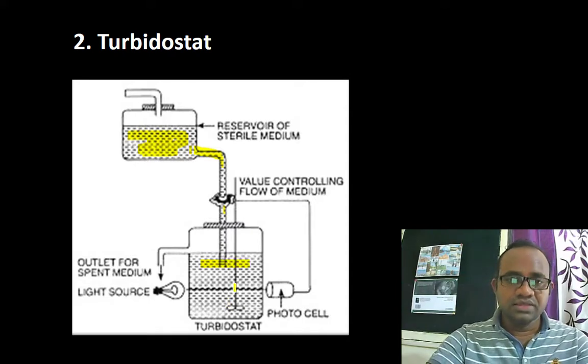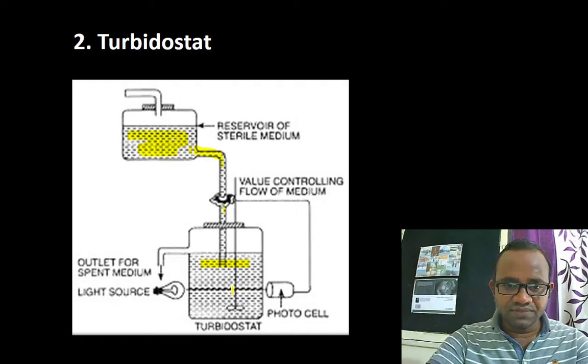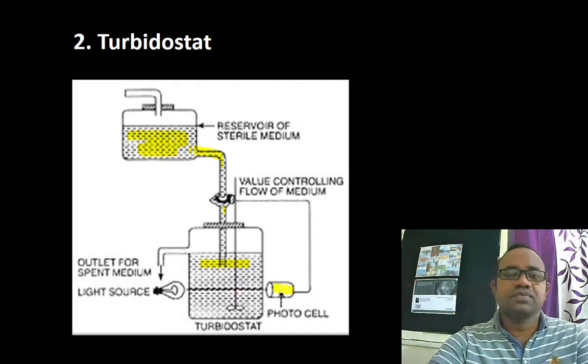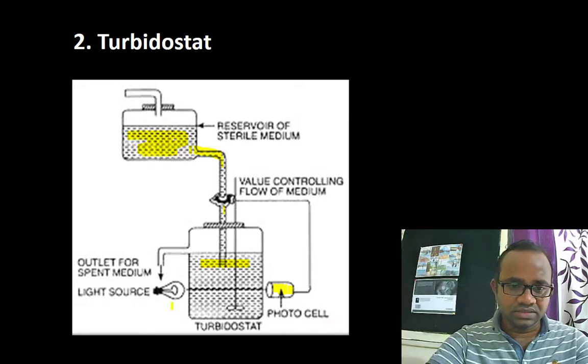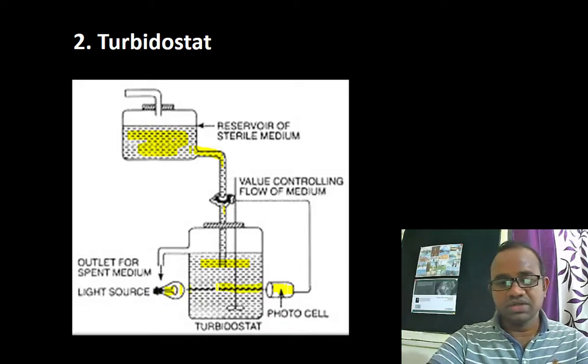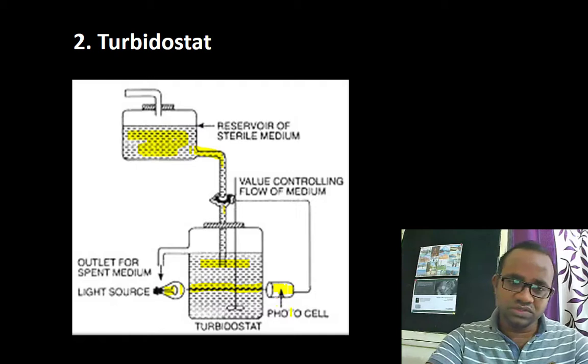This turbidostat is connected with a photocell, which measures the intensity of light. Where does the light come from? We will provide a light. When we turn on this light, the rays pass through the turbidostat and reach the photocell. The photocell will receive the intensity of the light and give you a particular reading here.